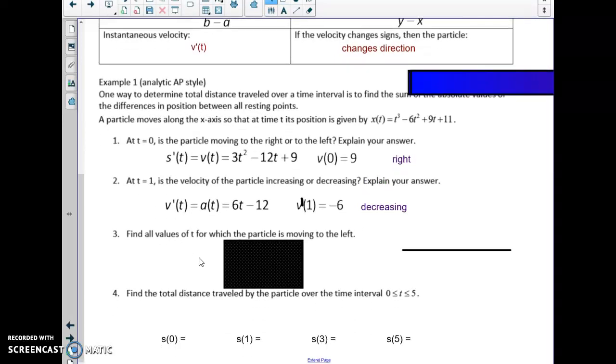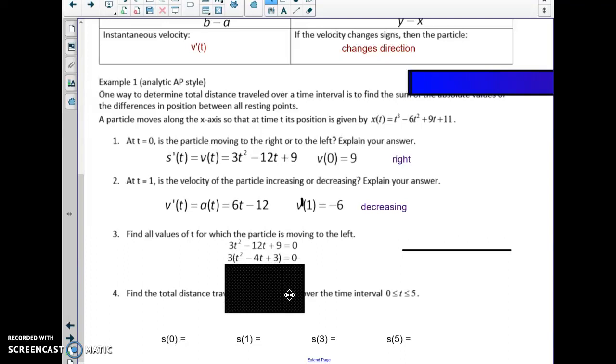Okay, finally here, it says find all values of t for which the particle is moving to the left. And we're going to do a lot of this in these coming days. So that means I need to find the derivative, which we already did. It was 3t squared minus 12t plus 9. I'm going to set it equal to 0, because 0 is when it's changing direction. So there's a horizontal slope. So there's my derivative. I went ahead and factored out a 3. And then I'm going to factor the problem just like that.